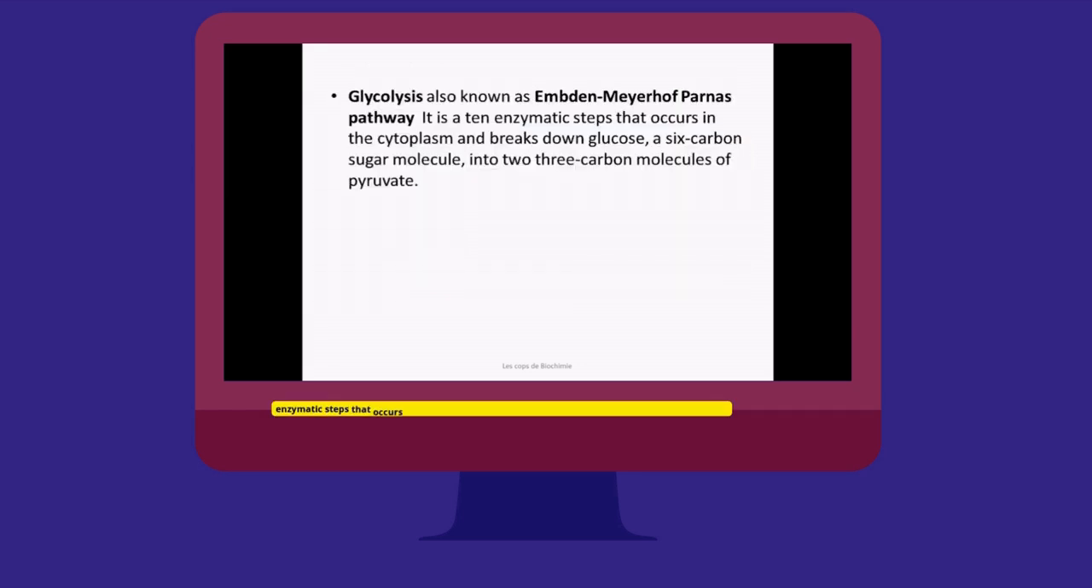It is a 10 enzymatic step process that occurs in the cytoplasm and breaks down glucose, a 6-carbon sugar molecule, into 2 3-carbon molecules of pyruvate. Let's look at the overall equation of glycolysis.